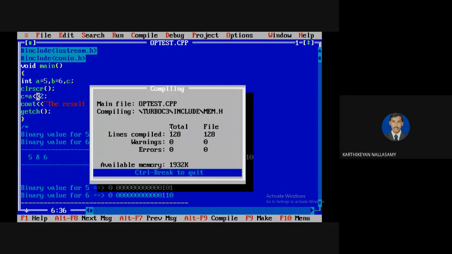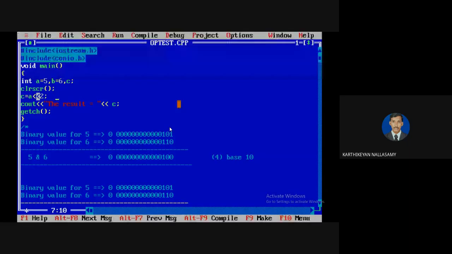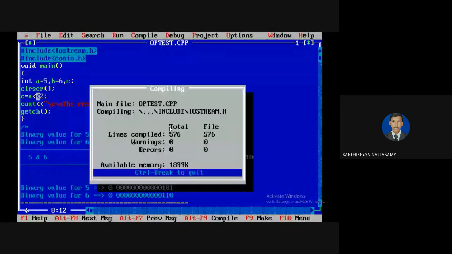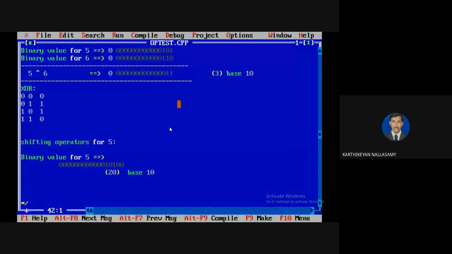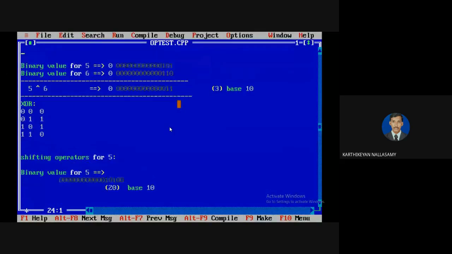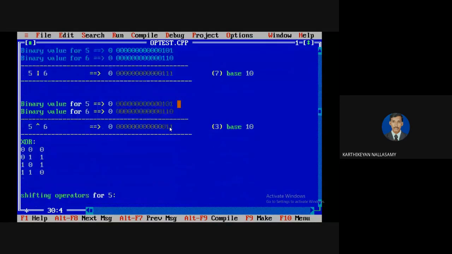So now I'm going to check it. The value of C is 20. I think it's visible to you. No problem, I can show it once again. It is 20. In the same way, I'm going to apply it for B, so we must know the binary value for 6.